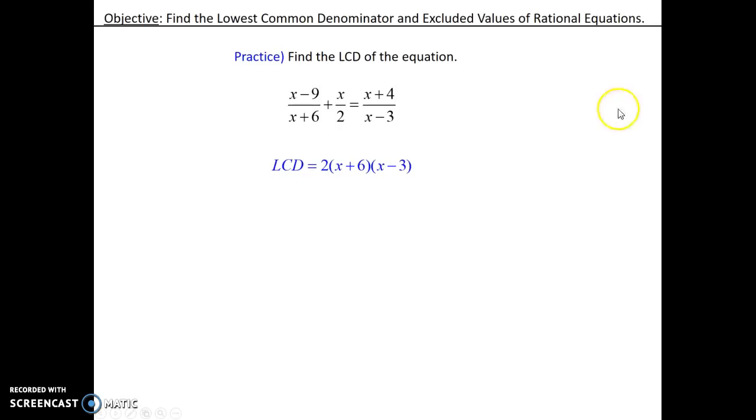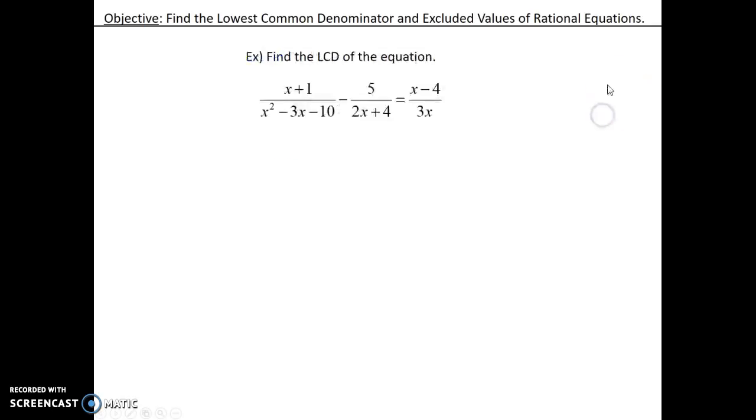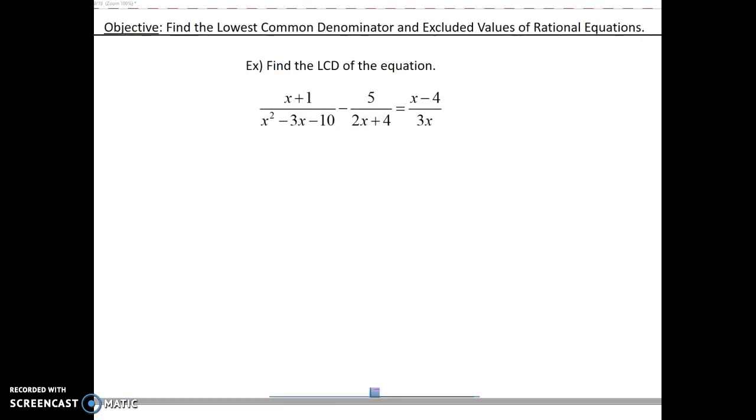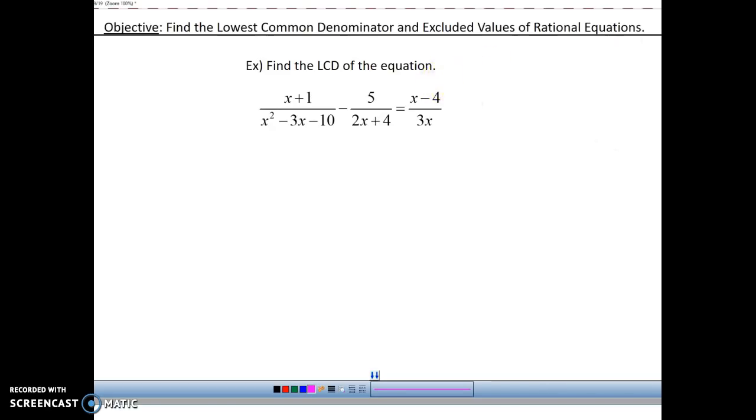Okay, here is the answer. Now let's move on to the next example. This example we do need to factor. If you notice the denominators, I have a trinomial here, so I can factor my trinomial. So let's go ahead and do that first.